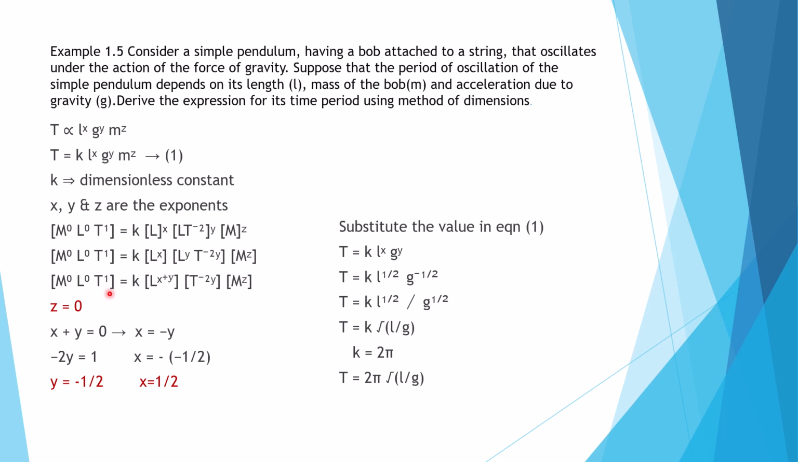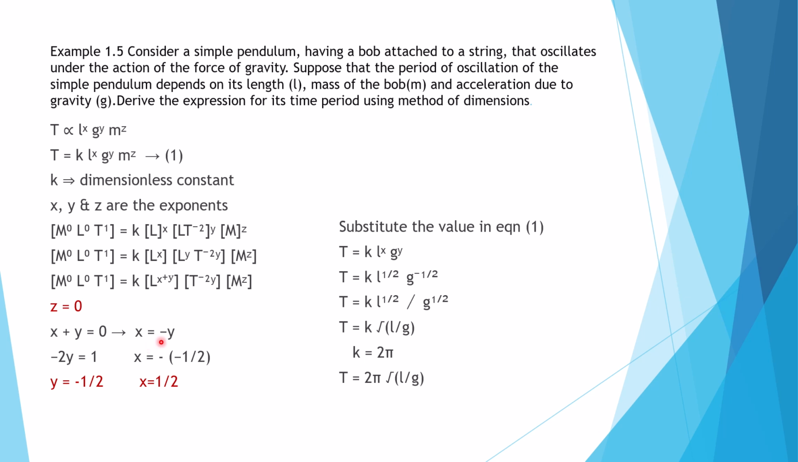So M0 L0 T to the power 1 is equal to k. Here L and L, so we can write it as L to the power x plus y, and next T to the power minus 2y, and M to the power z. Comparing left hand side and right hand side, mass is 0, length also 0, and T is 1. So compare the powers and find the x, y and z values. So z is what here? Mass is 0, so z is 0. Next consider x plus y. X plus y is equal to 0. We can write it as x is equal to minus y.